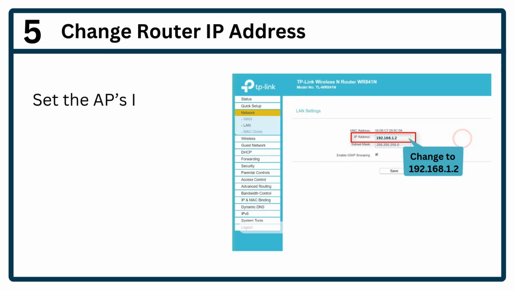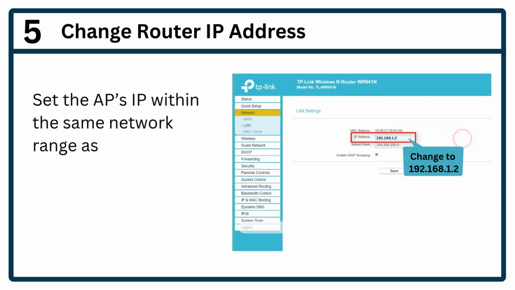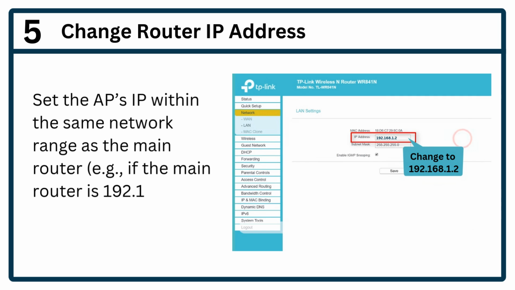5. Change router IP address. Set the AP's IP within the same network range as the main router, e.g., if the main router is 192.168.1.1, set AP to 192.168.1.2.